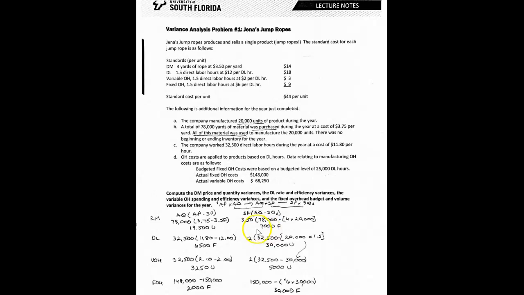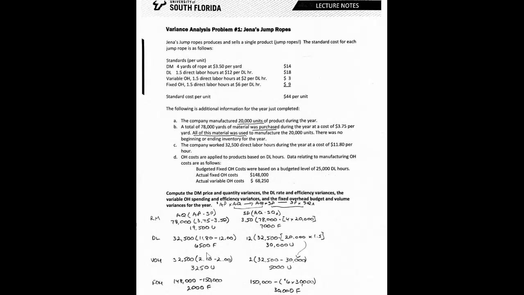Okay. The next one is direct labor, and they tell us that the company worked 32.5 direct labor hours at $11.80 per hour. So 32.5 is my actual quantity of hours. $11.80 is my actual rate. My budgeted rate was $12 per direct labor hour. So we're under budget, okay? So that would be a favorable variance, and it's 32.5 times 20 cents or $6,500.